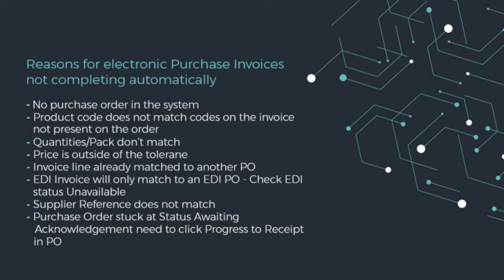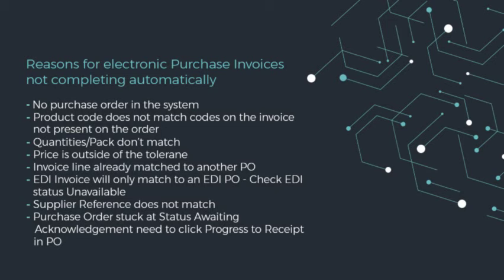So if you were going through the matching process and actually matched that purchase invoice to the wrong purchase order, then the next invoice that comes through for that order wouldn't be able to match automatically for obvious reasons. EDI invoice will only match to an electronic purchase order. So if you were emailing through a purchase order or phoning it through, then the system can't match to an order that isn't electronic. So it looks for the electronic link in the system.